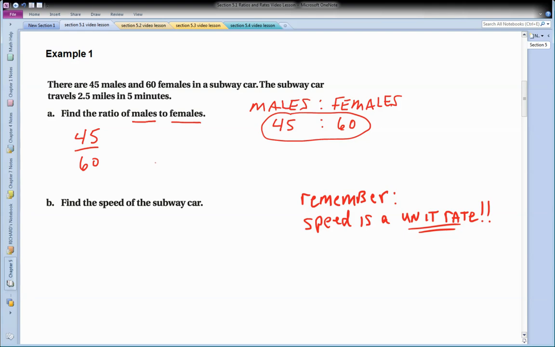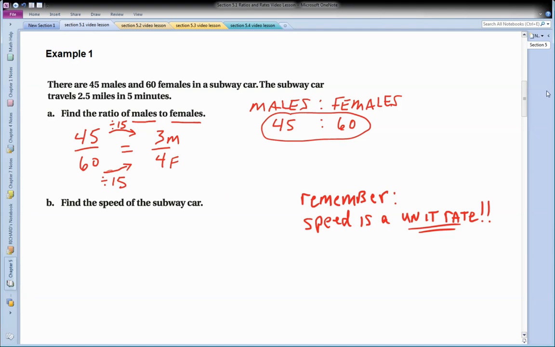And then what should we always do with our fractions, ratios? We should always simplify them. So what number goes into 45 and 60? Well, I know 15 does. So I can divide numerator and denominator by 15. And I end up with 3 to 4. So I have 3 males to 4 females, or 3 males for every 4 females.